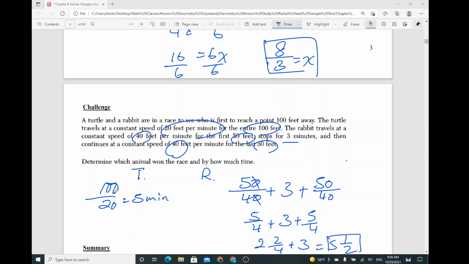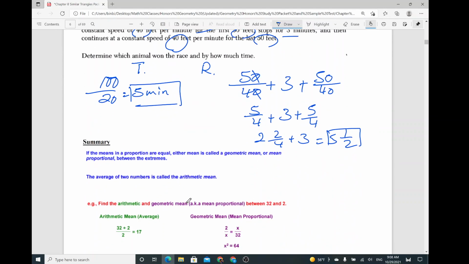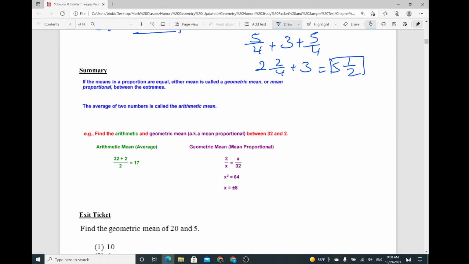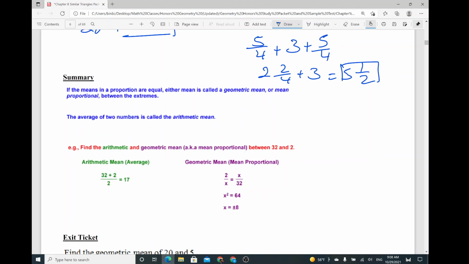So again, it's a comparison of the time. Here's the summary of what we're talking about today. If the means of the proportions are equal, either mean is called a geometric mean, or mean proportional between the extremes. The average of two numbers is called the arithmetic mean. Here's the example for the difference of the arithmetic mean and the geometric mean.